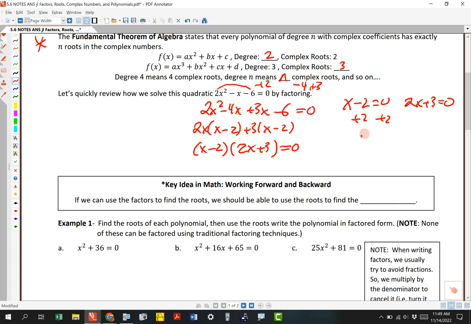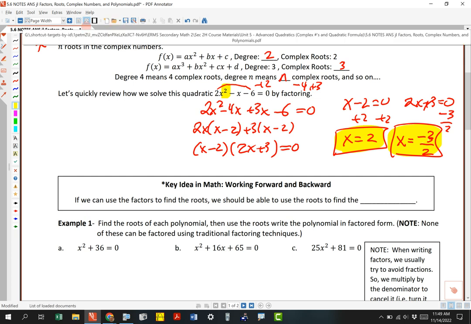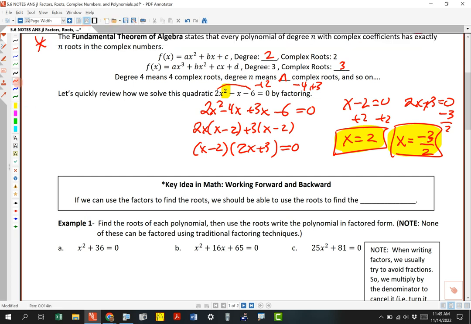So I'm going to add 2, and I get x equals 2. There's one of the solutions. The other one, and we found quick ways to do this, we're going to subtract 3, then divide by 2. So I end up with the other answer of negative 3/2. So degree 2 right here, and just like the fundamental theorem of algebra guaranteed us, we got two numbers, two roots. They happen to be real numbers, which are part of the complex numbers.